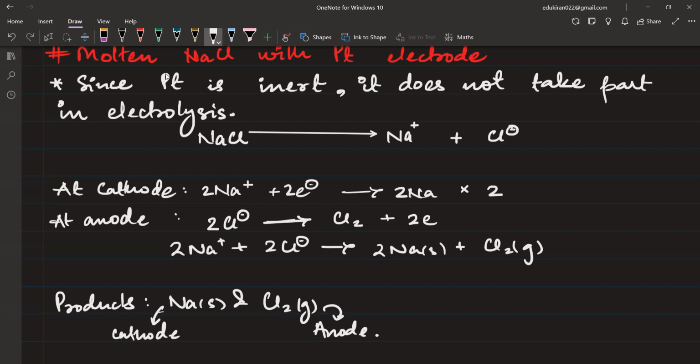Please write this down. I hope it is easy to understand, not very difficult. Next case we are going to look at is when we have aqueous NaCl.